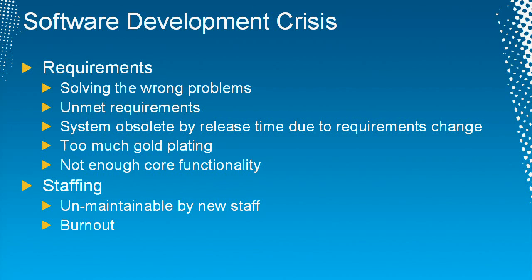Quite often, a combination of schedule slips and cost constraints means that by the time you actually do release the system, too much has changed in the system domain, and the system is obsolete by the day it's released. I've seen systems developed for 8 figures, multiple times, that the customer paid for, took the system, put it on the shelf, never used it. Too much has changed.